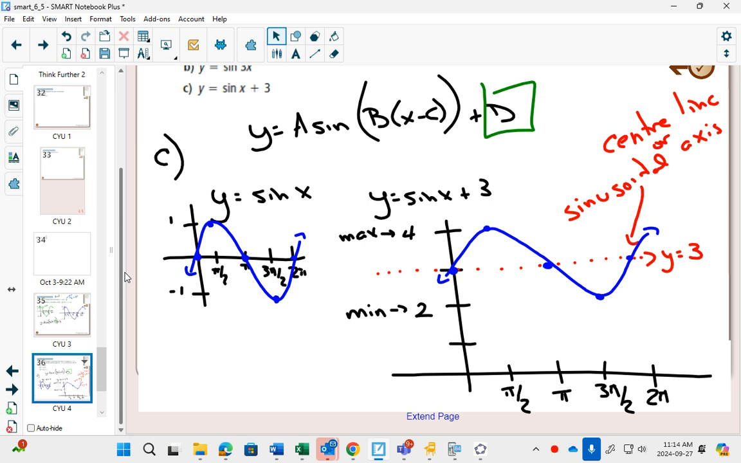Can you see your A value is still 1? So with an amplitude of 1, 1 up from my center line tells me my maximum is at 4. 1 down from my center line tells me my minimum is at 2. A sine graph starts in the middle going up. So it starts on the center line. And since I know where my max and min are, I can go center line, max, center line, min, center line. And we have our graph drawn now.